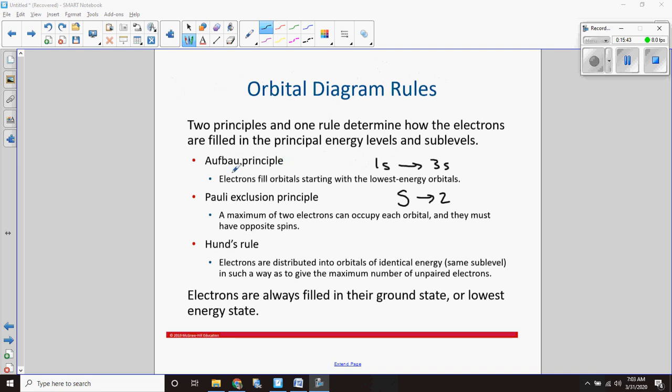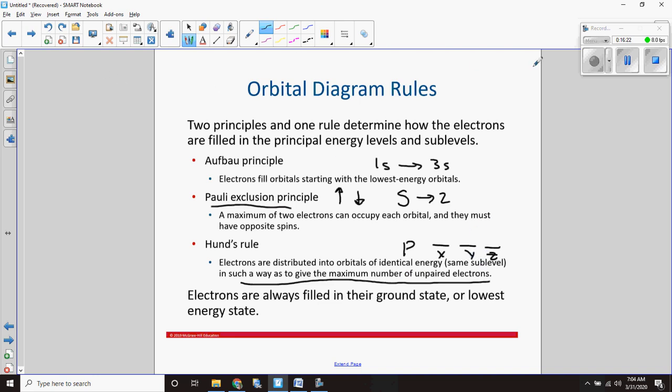So going back to our little discussion here, the Aufbau principle says electrons fill orbitals from lowest to highest. We've got that. We talked about the Pauli exclusion principle, where electrons that are in the same orbital have to have opposite spins. But the next thing that comes in here is something called Hund's rule. Hund's rule says electrons are distributed in orbitals of identical energy. This would mean something like a p orbital, because the three parts of a p orbital, the x, the y, and the z, are all said to have the same energy. They're distributed in such a way as to give the maximum number of unpaired electrons.